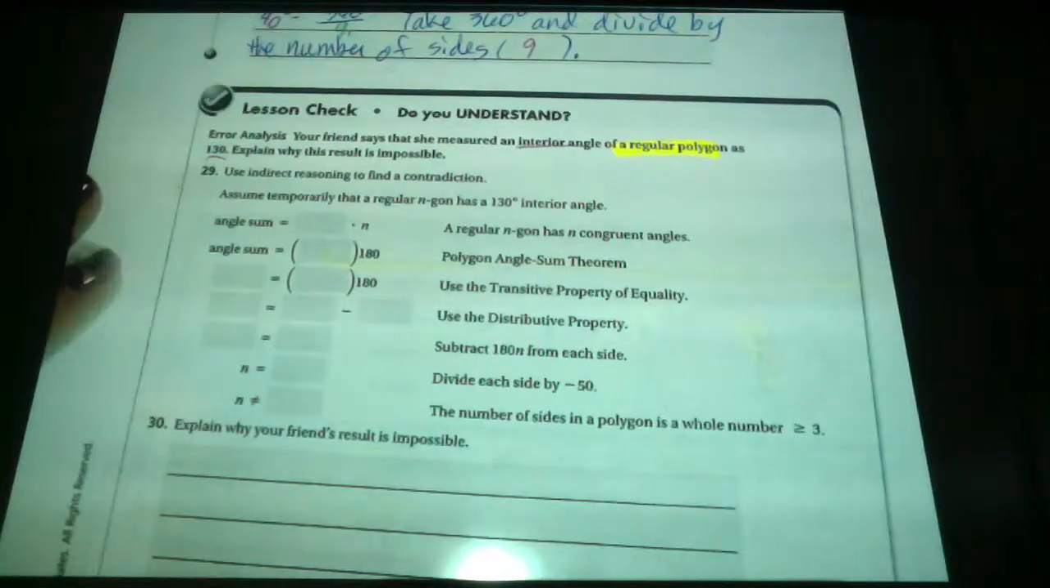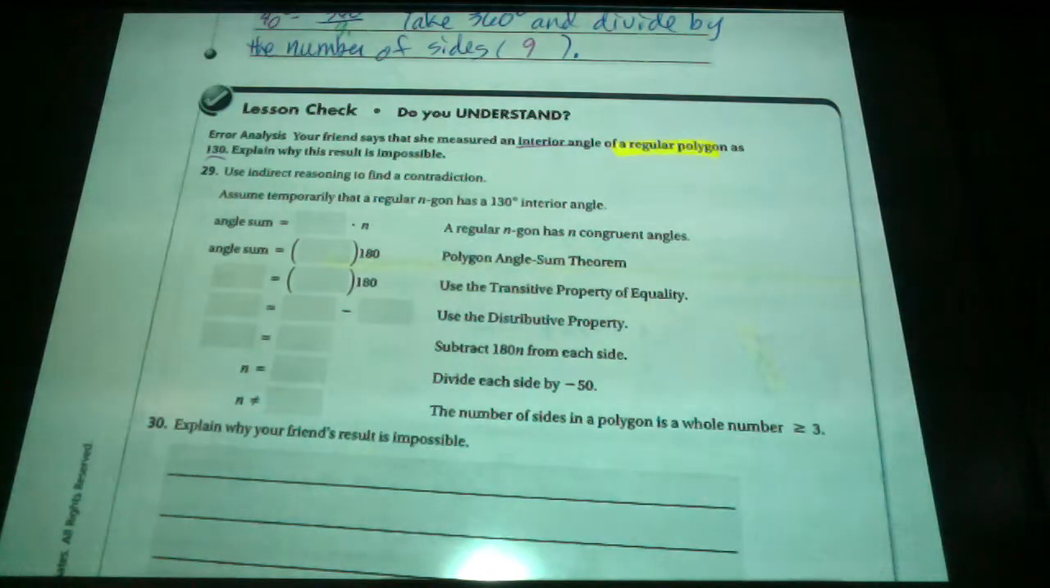So the interior angle was 130 degrees, and you want to explain why this result is impossible. It's a little funky to try to follow their logic here, but they're going to use indirect reasoning to find a contradiction, in other words, to prove that it's wrong. So assume temporarily that a regular n-gon has a 130 degree interior angle. We're just going to assume that this person is correct. The sum angle theorem says a regular n-gon has n congruent sides. So we don't know how many sides this thing has, right?